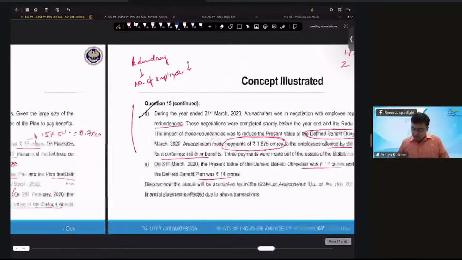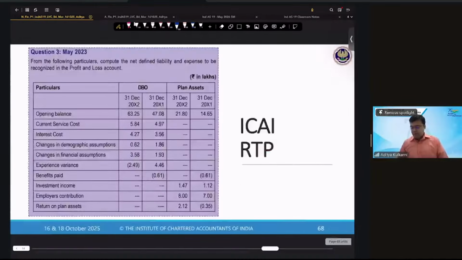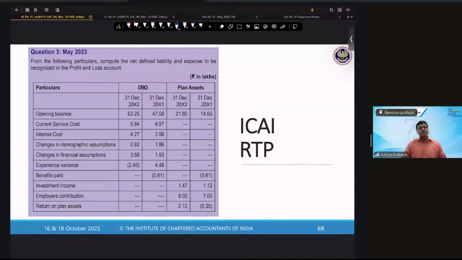So with that, the question is over. And with that, your post-employment obligation is also complete. There is nothing else that is left in this now. The remaining two, that is termination benefits and long-term service benefits, both we can complete in 5 minutes. Have you understood this part?